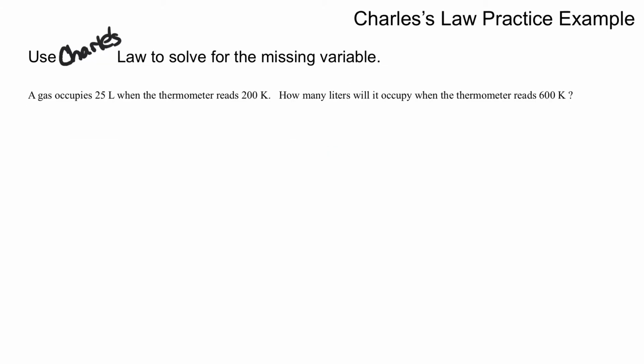Here's a you-try problem. Use Charles' Law to solve for the missing variable. A gas occupies 25 liters when the thermometer reads 200 K. How many liters will it occupy when the thermometer reads 600 K?